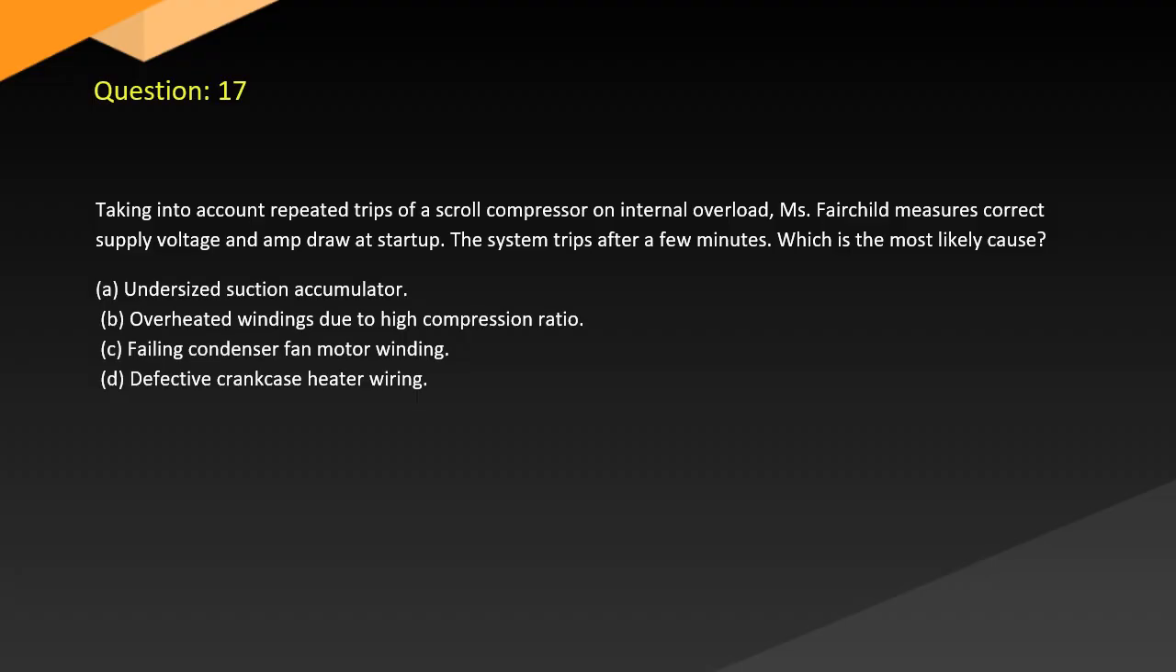Question 17. Taking into account repeated trips of a scroll compressor on internal overload, Fairchild measures correct supply voltage and amp draw at startup. The system trips after a few minutes. What is the most likely cause? A. Undersized suction accumulator. B. Overheated windings due to high compression ratio. C. Failing condenser fan motor winding. D. Defective crankcase heater wiring.